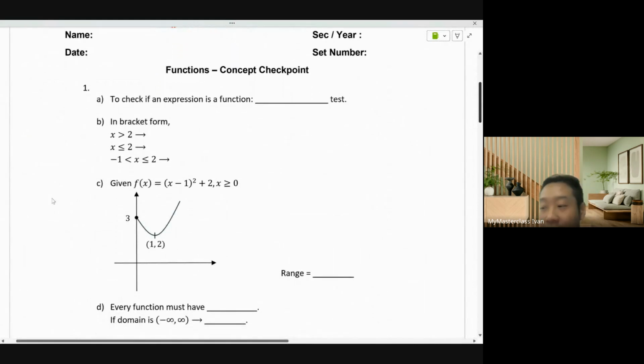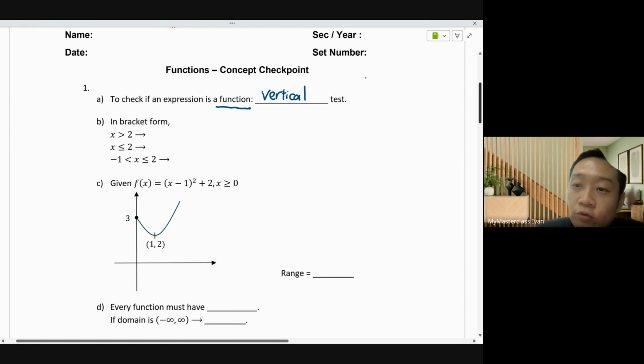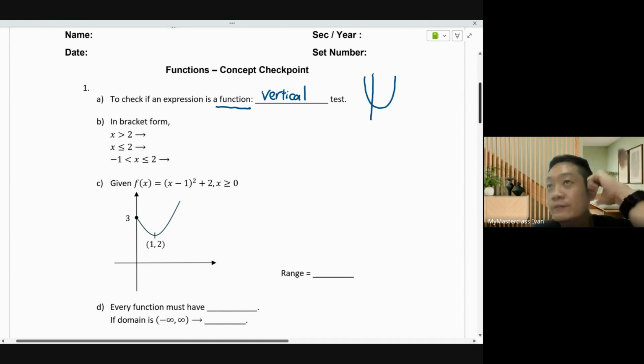Okay, next one, functions. To check if an expression is a function, use what line test, Joshua? Nope. To check if it is a function, there are actually two kinds of tests. This one is called a vertical line test. It is to make sure that it only cuts at one point. Then it's a function.